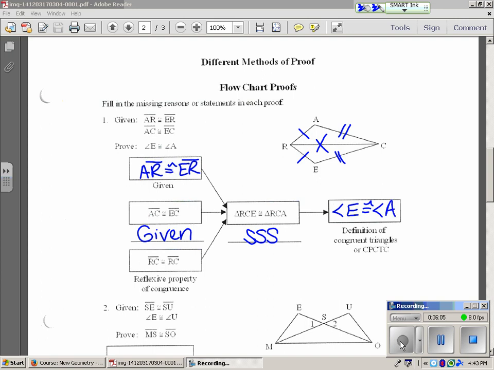Don't mess this up, because what people do is they always want to put CPCTC where the SSS is. You still prove the triangles congruent using the methods as we do. The CPCTC is the afterthought. That's when I want a piece of the triangle to be equal to another piece of the triangle. So try to remember, when do we use CPCTC? It's when we're proving just a piece of something is equal to its other matching piece. Okay? So I think you'll be fine on the flow charts. Again, work with each other. I think you'll be okay.